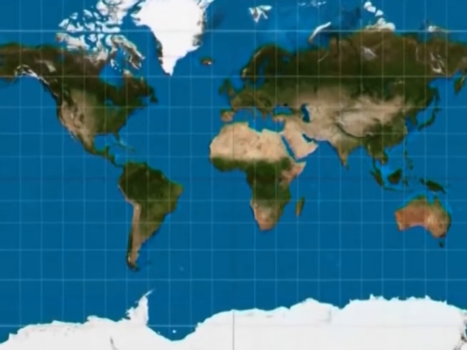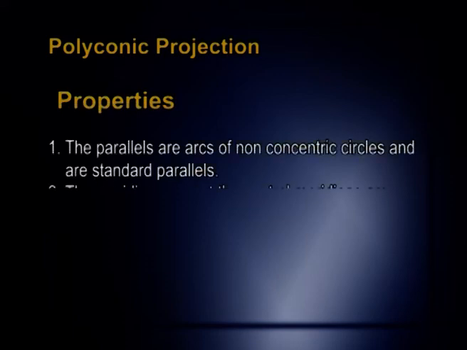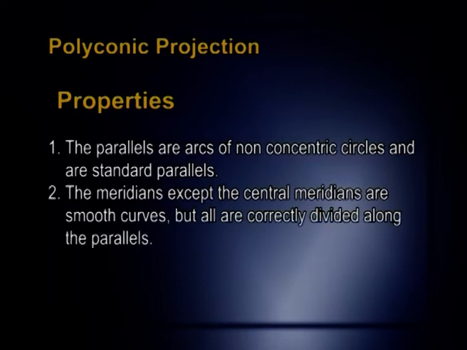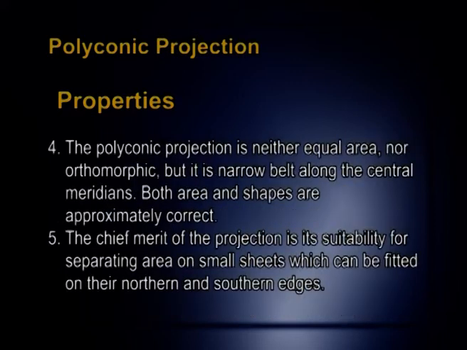Properties. Number 1. The parallels are arcs of concentric circles and are standard parallels. Number 2. The meridians except the central meridian are smooth curves, but all are correctly divided along the parallels. Number 3. The north-south distance is shown correctly along the central meridian only. Away from the central meridian, the scale of longitude is exaggerated. Number 4. The polygonic projection is neither equal area nor orthomorphic, but in a narrow belt along the central meridian, both area and shapes are approximately correct.